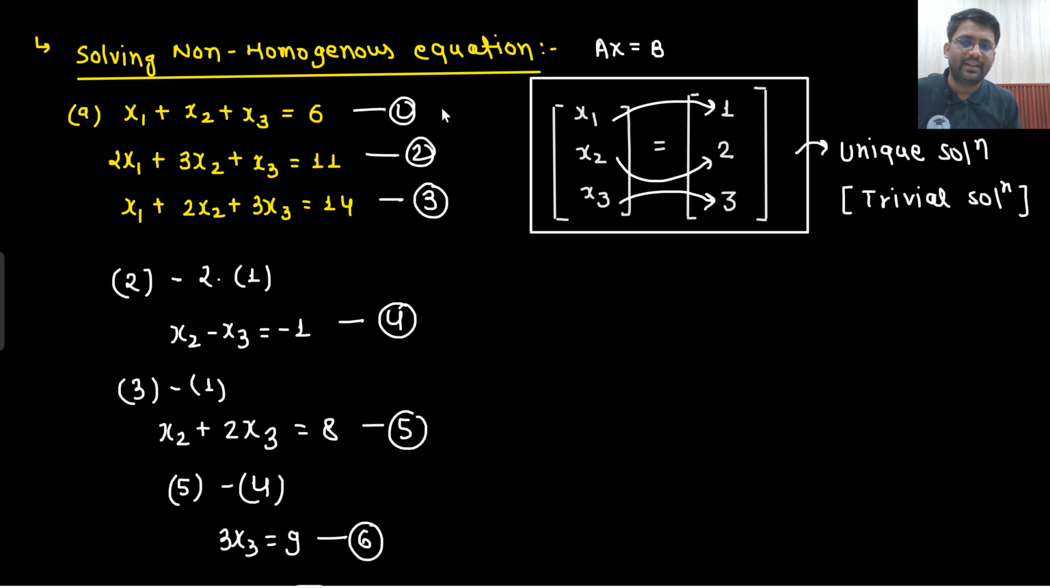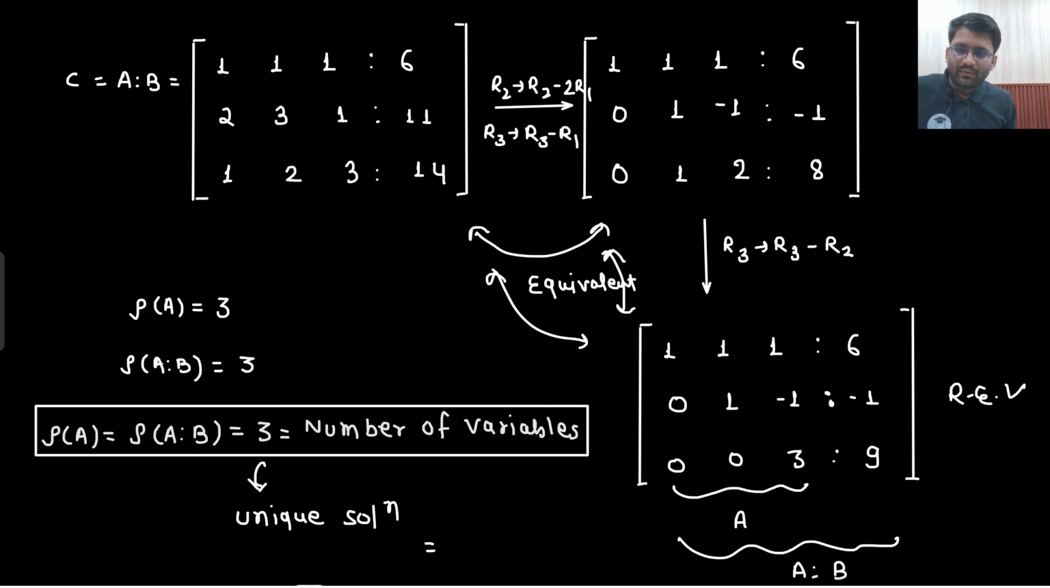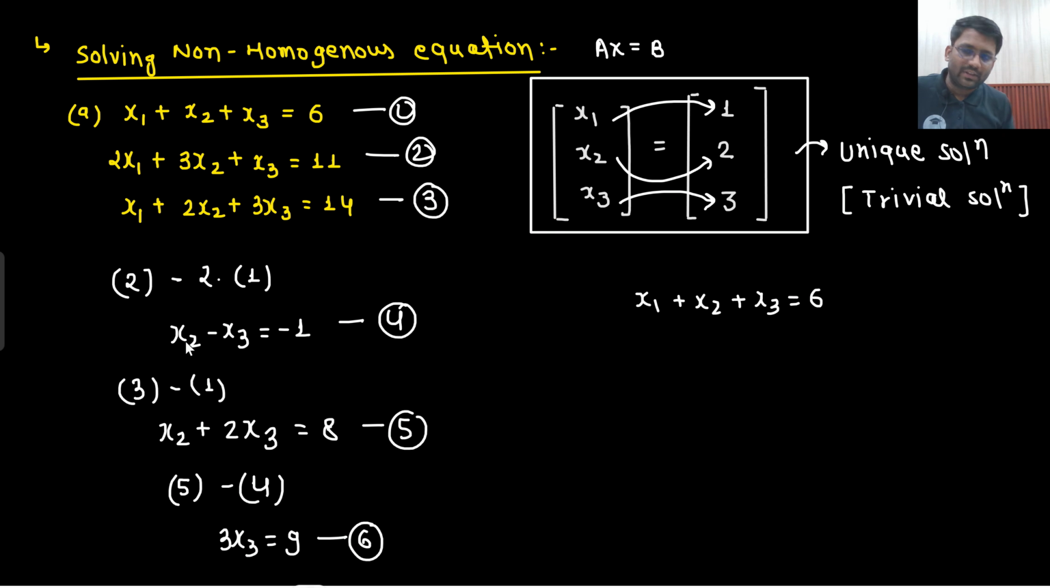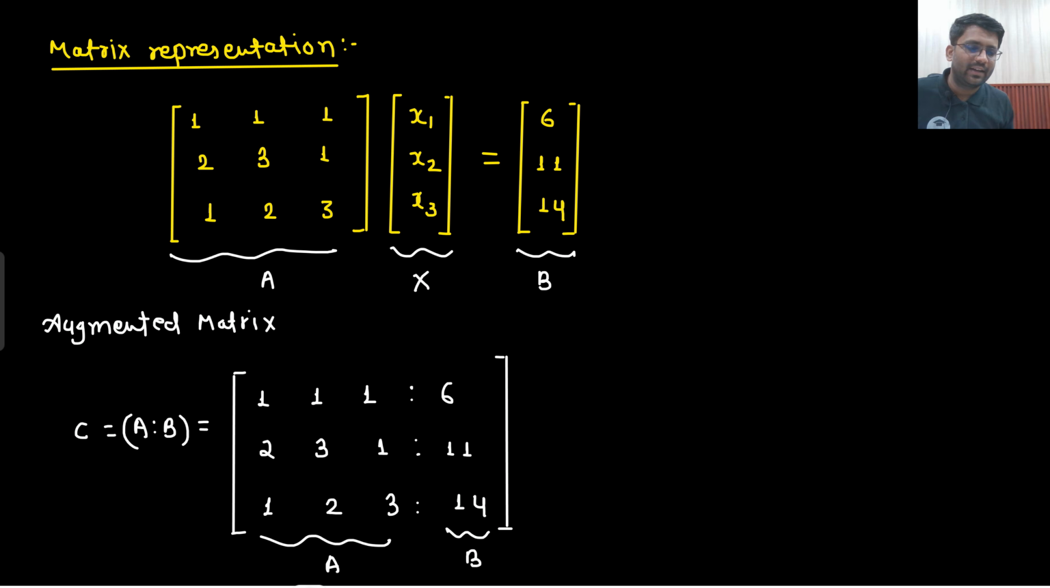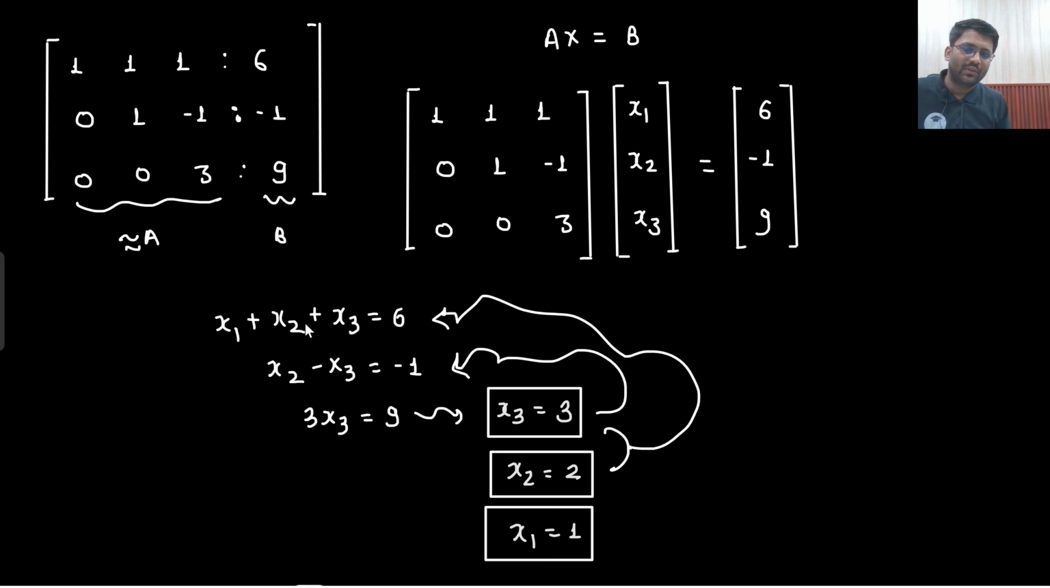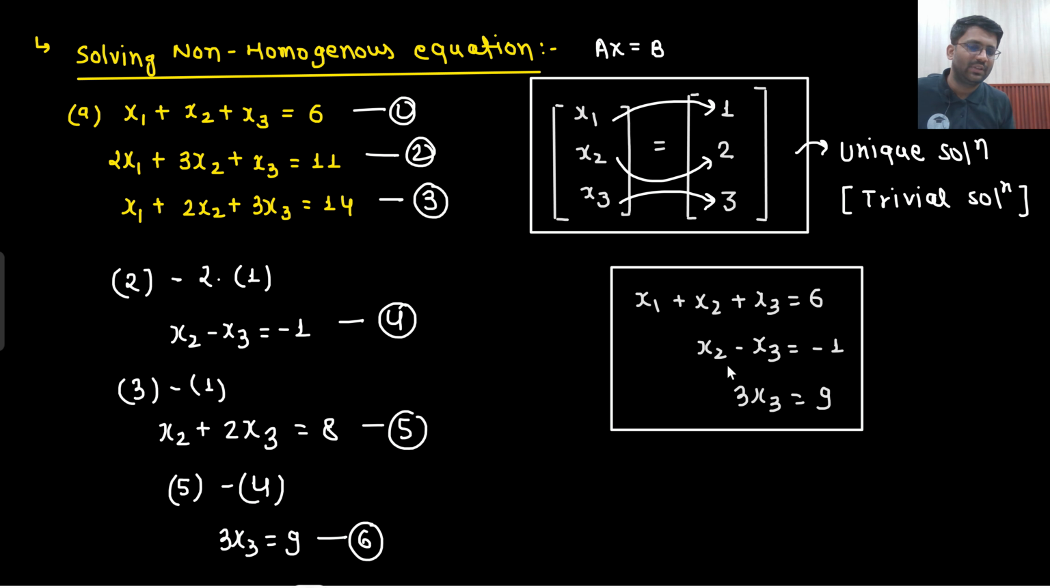So let's take up the equations. What was equation 1? x1 plus x2 plus x3 equals 6. Then another equation, x2 minus x3 equals minus 1. And then the sixth equation, which is 3x3 equals 9. So these three equations we are getting, right? Are they the same equations? x1 plus x2 plus x3 equals 6, x2 minus x3 equals minus 1, 3x3 equals 9. Yes, they are the same equations.